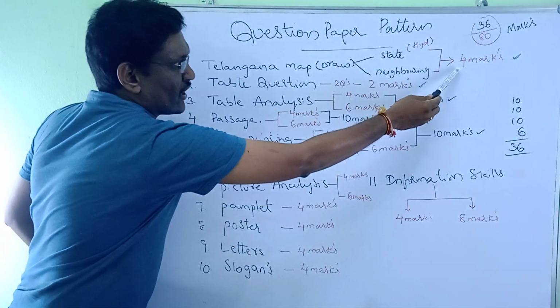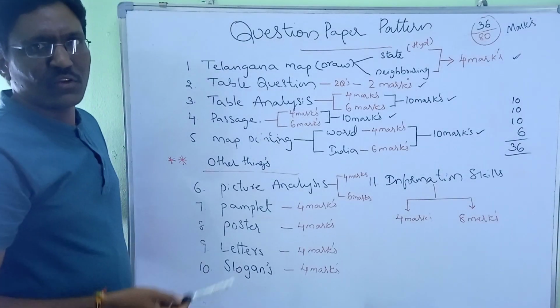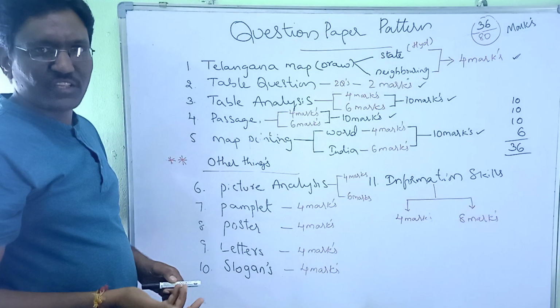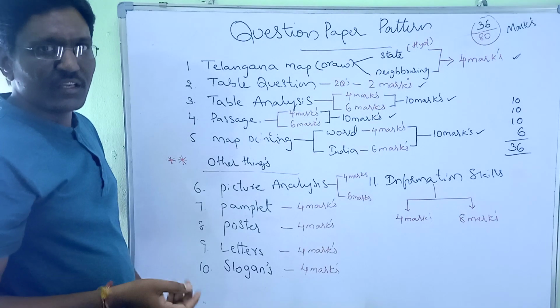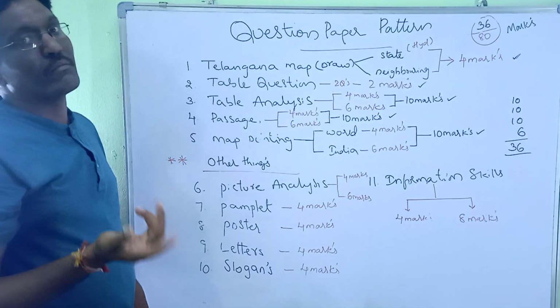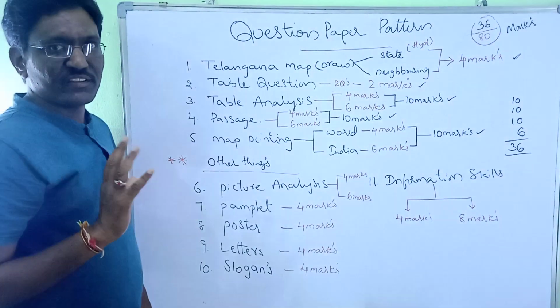So how many marks are you going to get here? 4 marks. Obviously 4 marks, right? Nowadays the question paper has been changed. A single paper is coming, right? So this is the paper which has the scope for getting more marks. 2 types of things are present in this question paper.